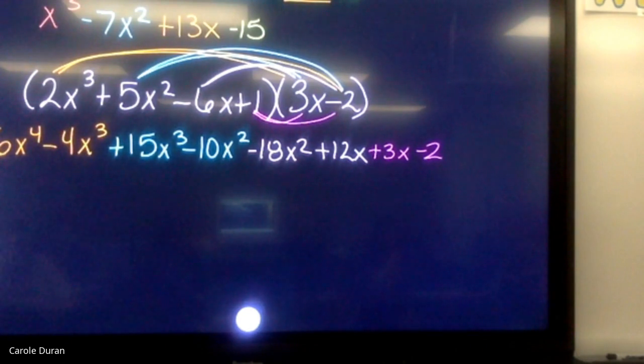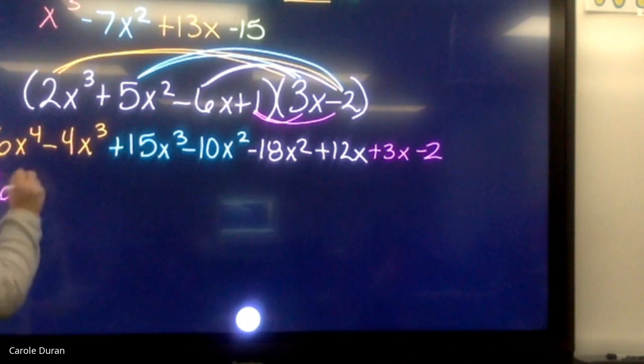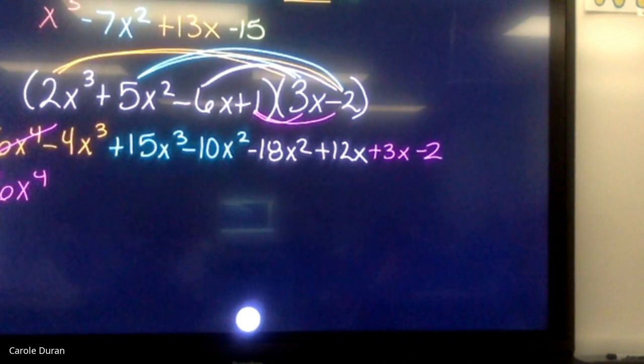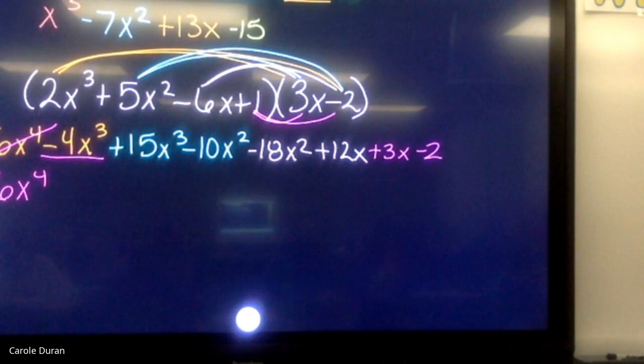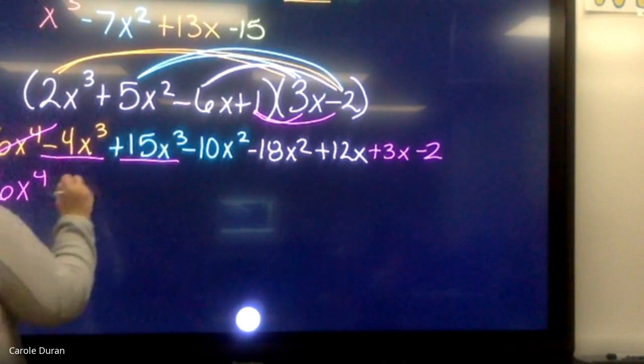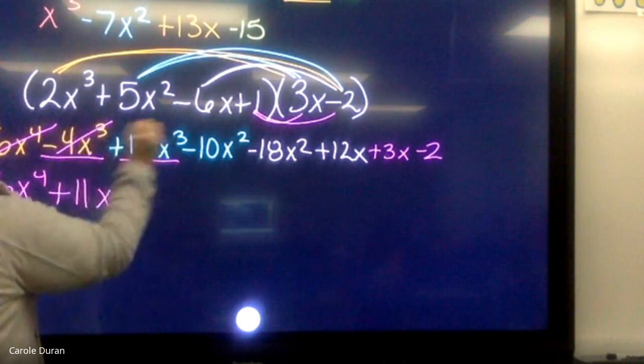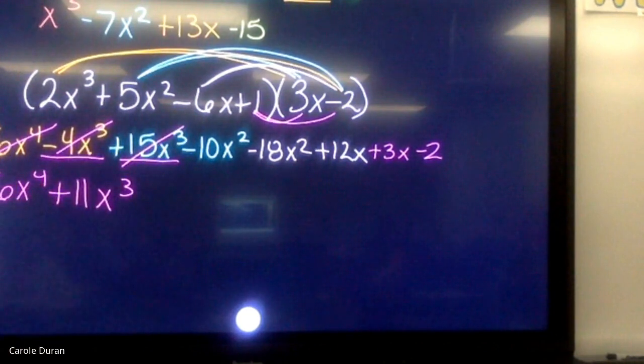Kendra, is there anything I can put together with the 6x to the fourth? No, it stays exactly how it is. I also like to cross it out when I'm done with it to make sure I hit every term. Moving left to right, is there anything I can combine with the negative 4x cubed? The 15x cubed. What's negative 4 plus 15? 11. And then the x cubed stays the same.